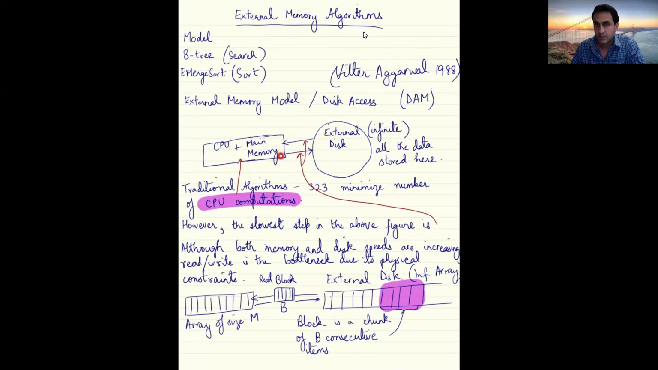And in the external memory model, or the disk access model, we count how many times we do these block transfers, right? So in traditional algorithms, we minimize the CPU computation time. But in external memory algorithms, we don't care about the CPU computation time. We care about how many times we bring in stuff from external memory into our main memory, which is the slowest step in this figure. So that's what this red arrow is trying to indicate. And we bring the stuff in blocks of size B, so all the algorithms have parameters B and M, right?